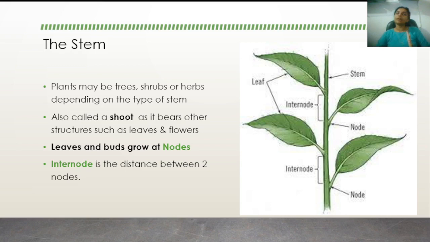Now let's learn about the structure of the stem. We've seen in the first video that it is according to the size and the thickness of the stem that we have classified plants into trees, shrubs, herbs, right? So the stem is also called a shoot, and the shoot system is that part of the plant which is going to bear all the other structures such as the leaves, the flowers, the fruits, etc.